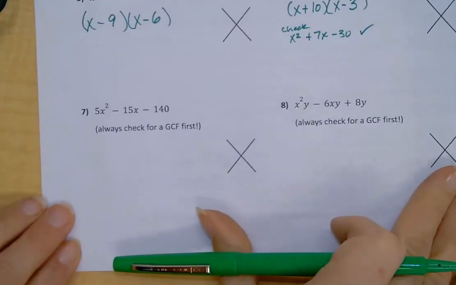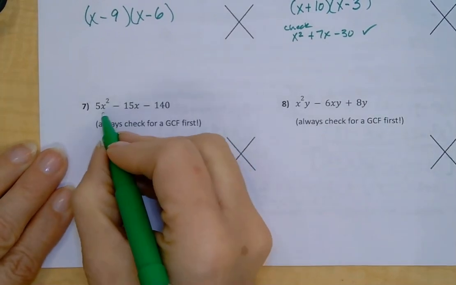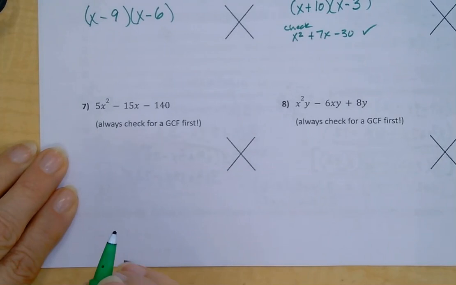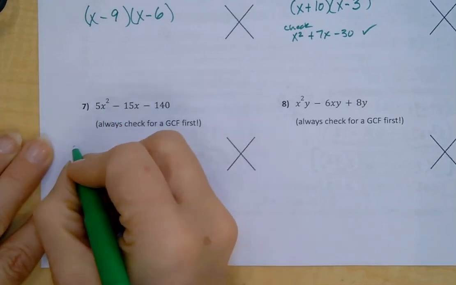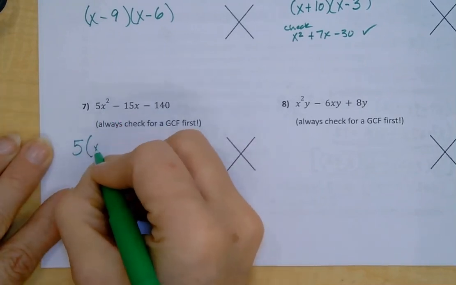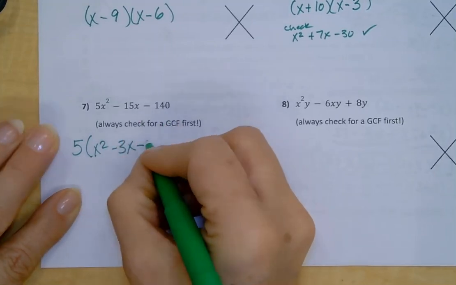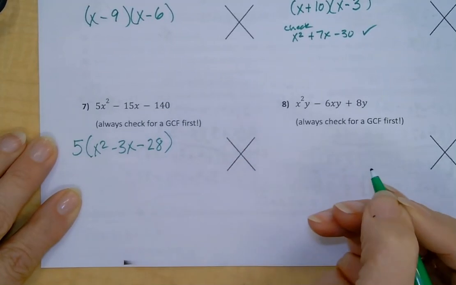Okay. Looking at number 7, I see that my leading coefficient is not a 1, so immediately I'm going to check and see if there's a greatest common factor. 5 goes into all of that, so I have 5 times x squared minus 3x minus 5 goes into that 28 times.